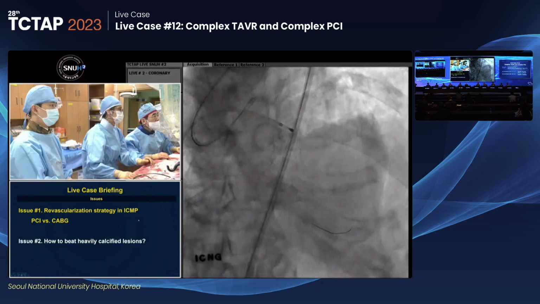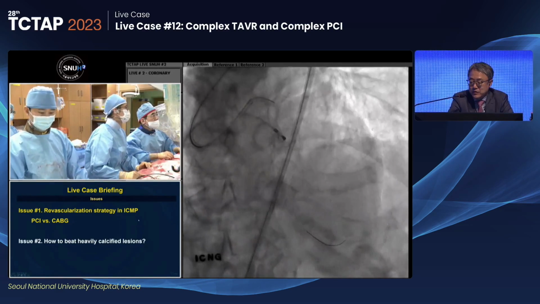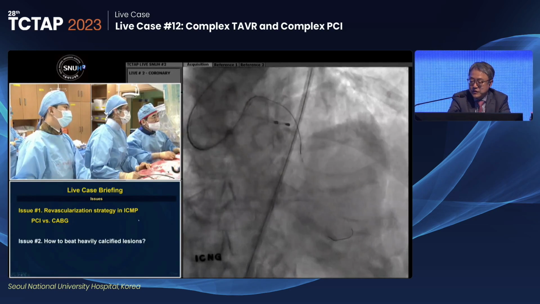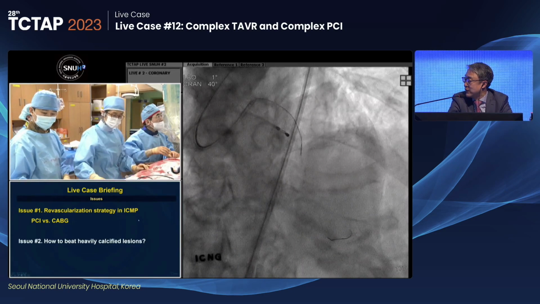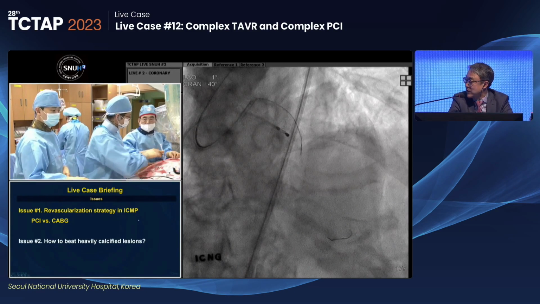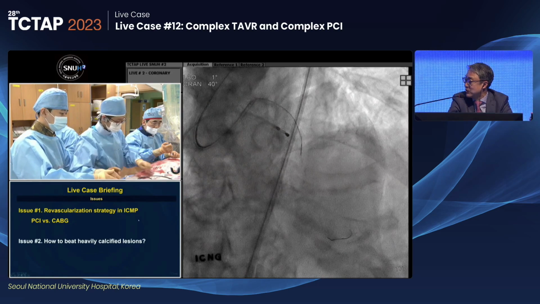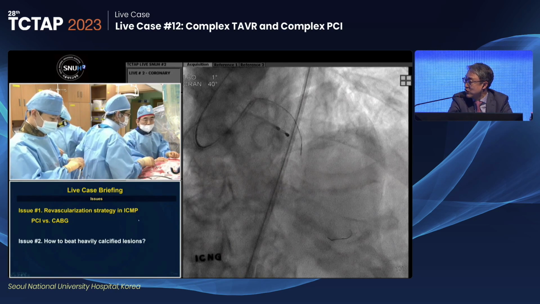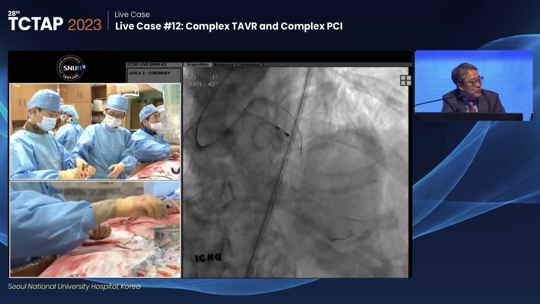Okay, at this moment, we're going to have some discussion time. I think this patient is one of the most typical cases shown in the TCTAP live case. 88-year-old female, very severely calcified, ejection fraction initially 22, much improved to 40. This is absolutely a candidate for the REVIVED trial presented at the last ESC meeting. Any comment or any question?